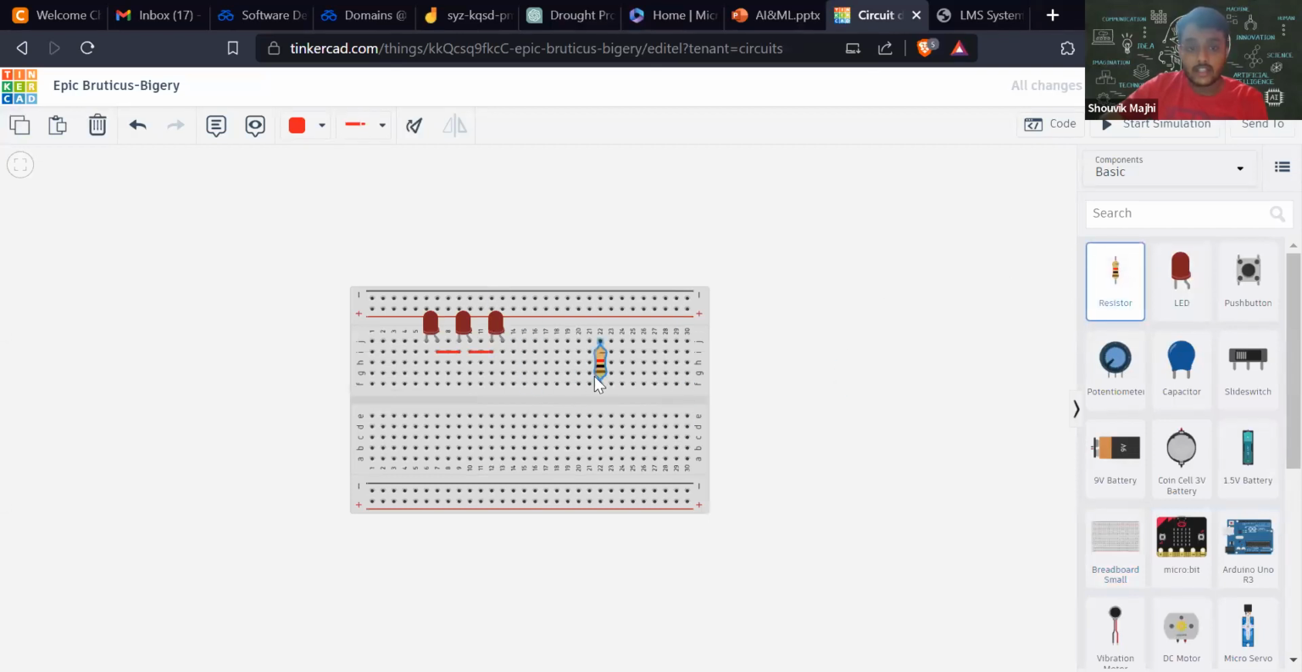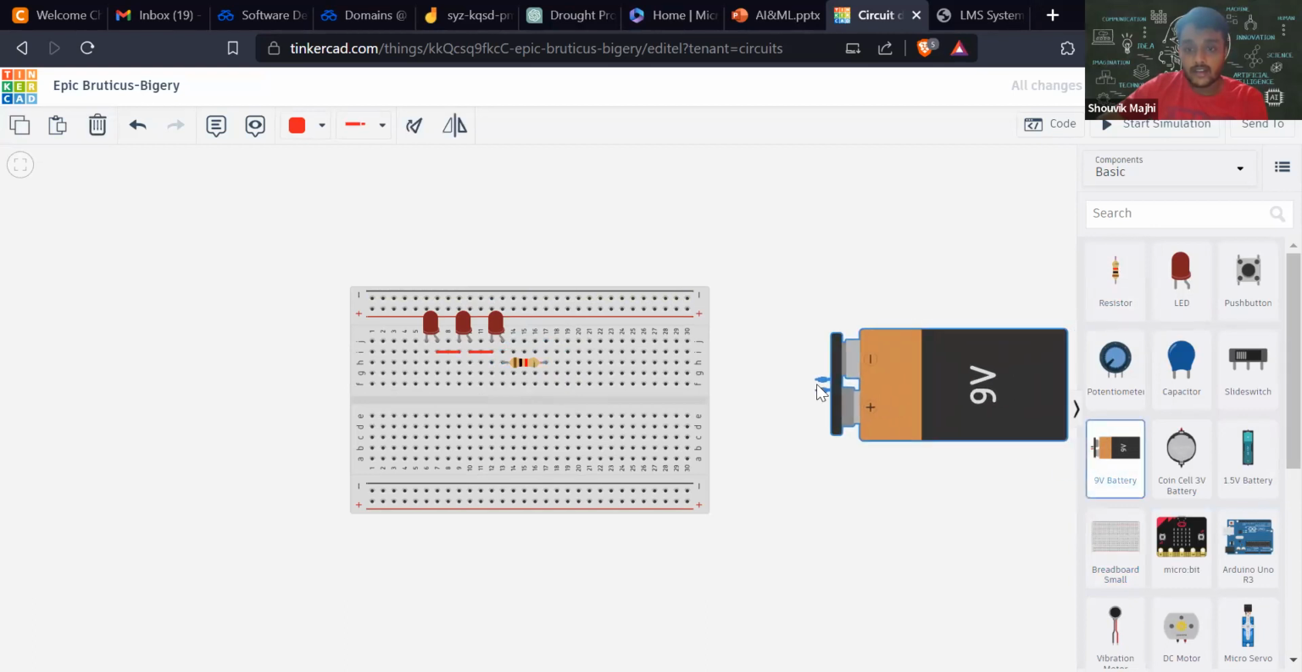So let us take a resistor to protect our LEDs. This resistor is going to the anode, and from there we take a battery. This is my positive terminal, the anode. This terminal should go to the positive side of the 9-volt battery, and the negative side should go to the cathode of the last LED. So let us color code it with black. This completes my circuit.